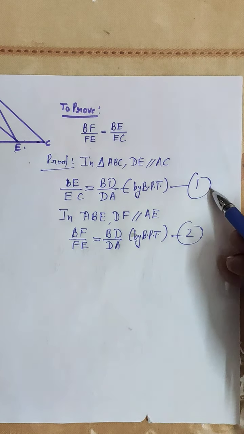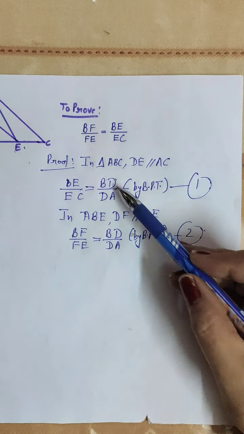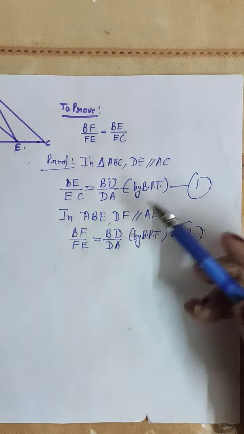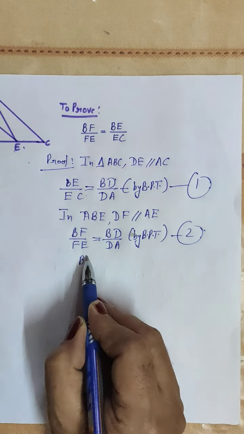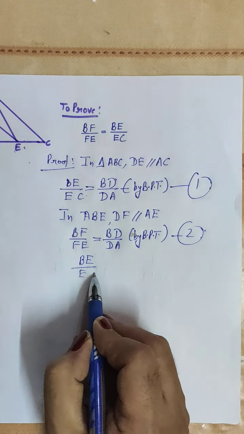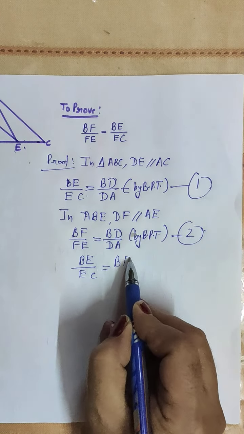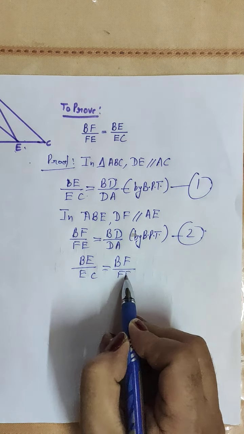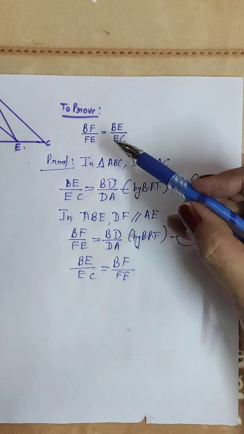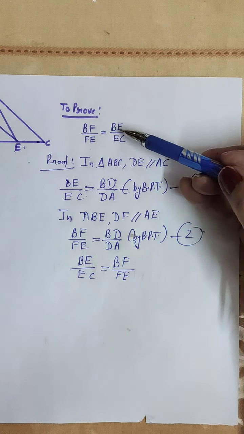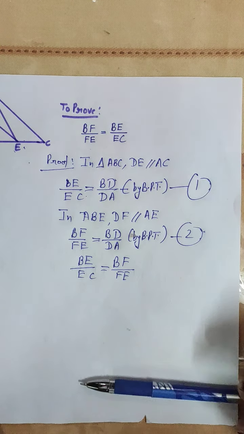From equation number 1 and 2, we observe RHS is the same, so LHS must be the same. Hence, BE upon EC is equal to BF upon FE. This is what we had to prove, that BF upon FE is equal to BE upon EC. That's all for today.